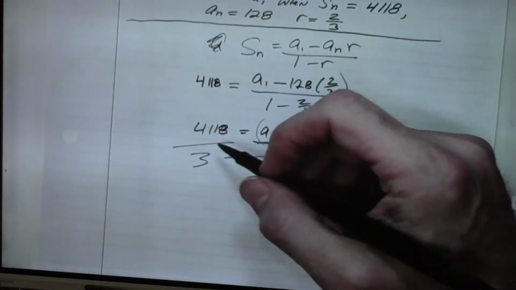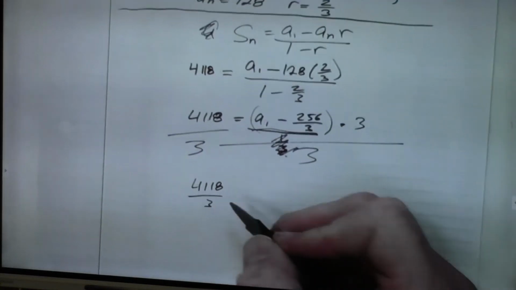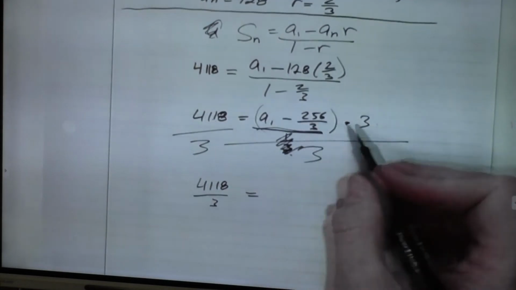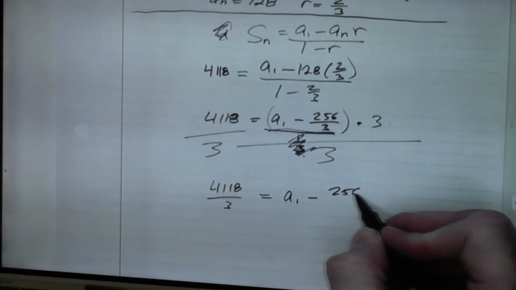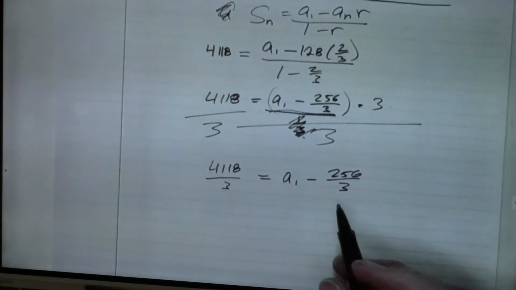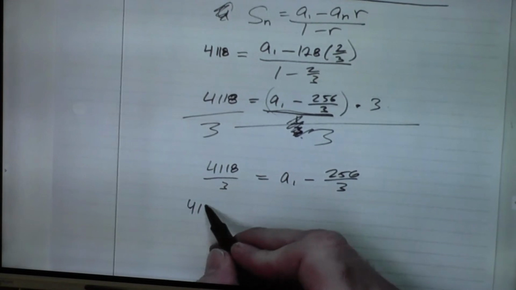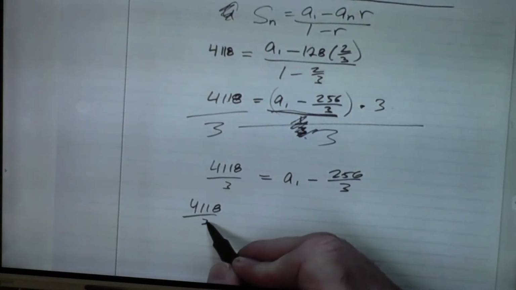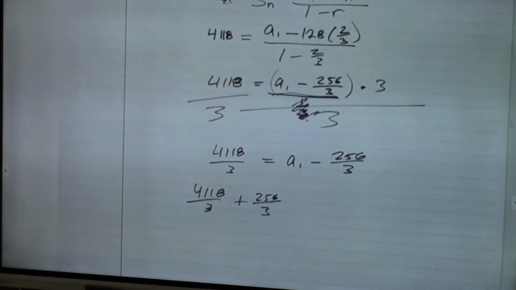I think I'm going to leave it as a fraction for a little bit and see what happens on the other side. Over here, though, there's no 3. I have A1 minus 256 over 3. So now I can add that to both sides. 4118 over 3 plus 256 over 3. That one I think I did have.